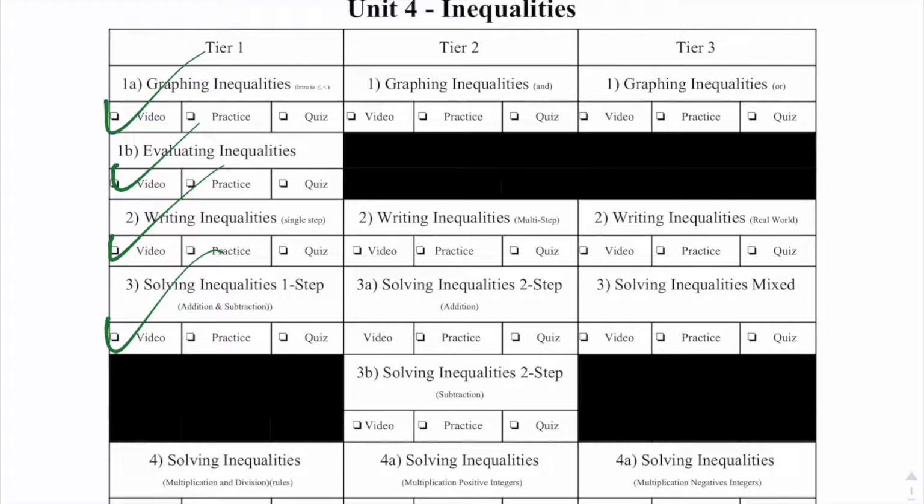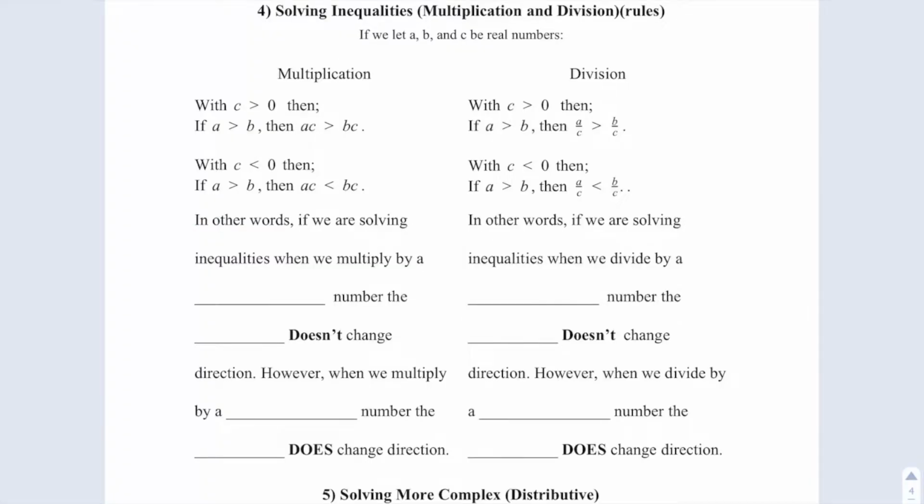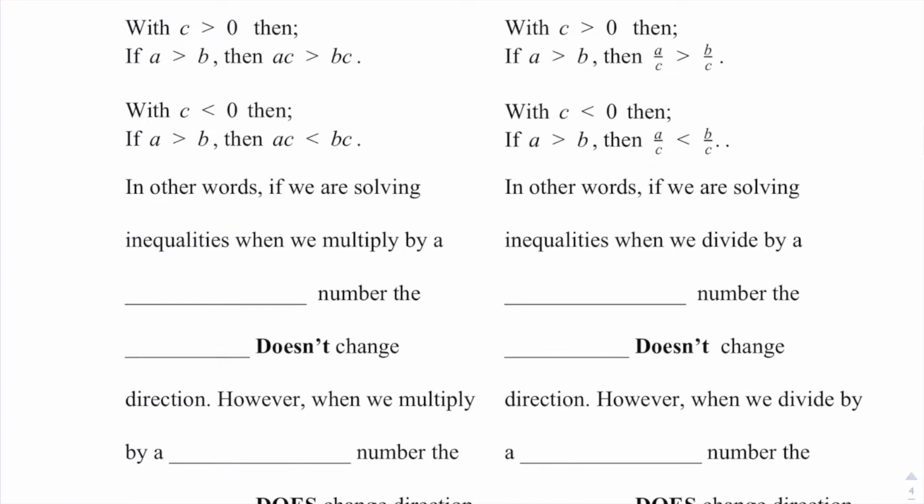Hello Algebra 1 students, we are in Unit 4, Tier 1, Lesson 4, Solving Inequalities, the Multiplication and Division Rules. Let's check off our booklet. Here we are in Lesson 4 of Tier 1. We're going to talk about multiplication and division. We're just going to talk in general about the rules of it. So let's look at multiplication first.